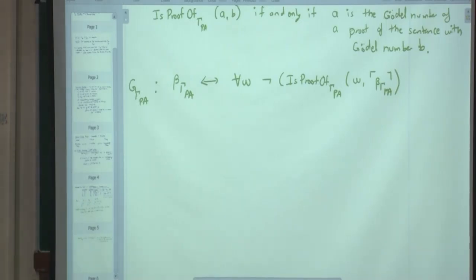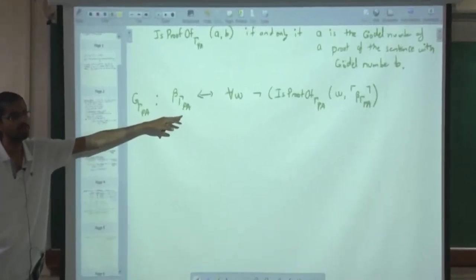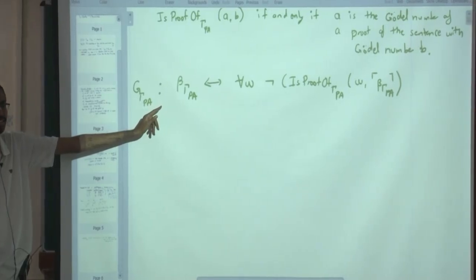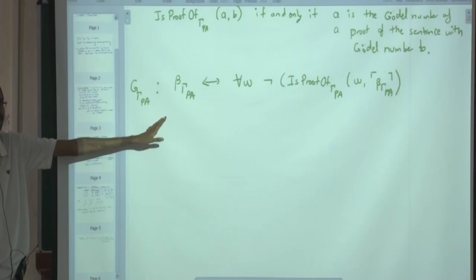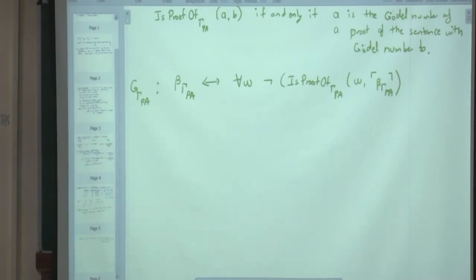It takes some time to grasp what it's trying to really say. It says that this statement does not have a formal proof. Just read the second half, after the if and only if. It says that for all W, W is not a proof of the sentence with the Gödel number of beta gamma PA itself. And beta gamma PA is true if and only if it doesn't have a proof. This is a sentence in our language. I haven't given you full details, but simply, this sentence says that this sentence does not have a finite proof.